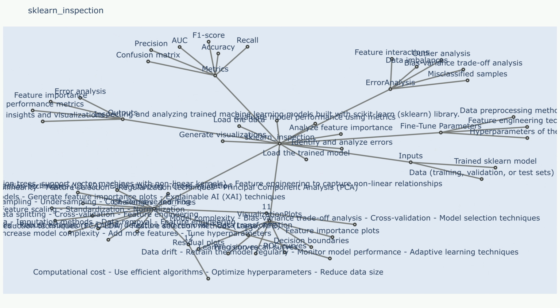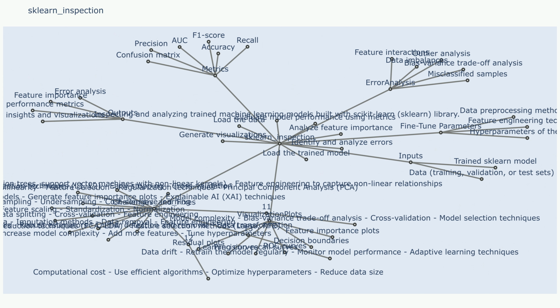Partial dependence plot (PDP): a plot that shows the marginal effect of a feature on the model's predictions, keeping other features constant. Decision boundary plot: a visualization of the decision surface that separates different classes in a classification model.